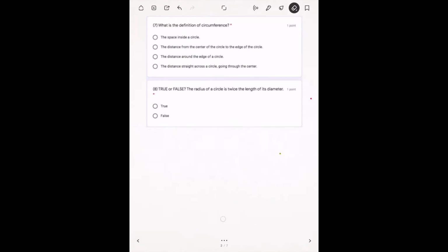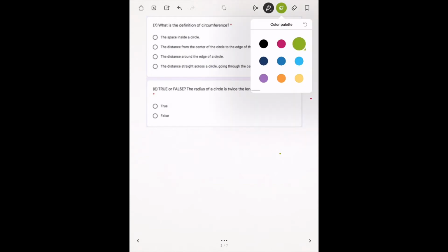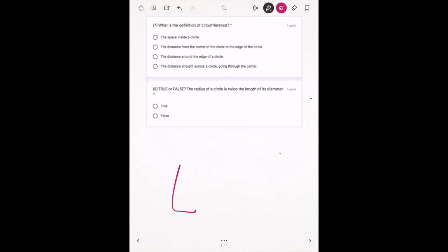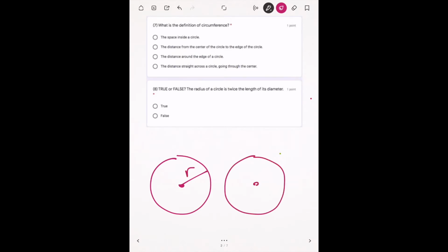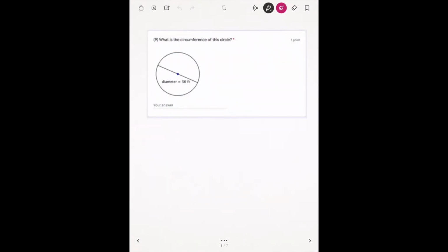Okay, question number 8. The radius of a circle is twice the length of the diameter. So let's take a look at that. Oops, let's erase that. Okay. This measurement is a radius. This measurement is a diameter. So the question is, is the radius twice as big as the diameter? Is that true or is that false? That the radius is twice the diameter. Okay, moving on to question number 9.